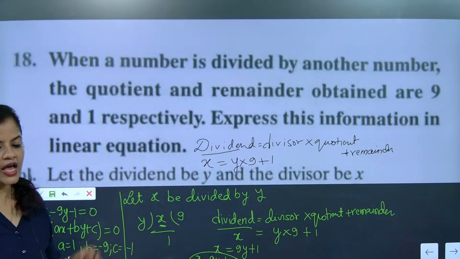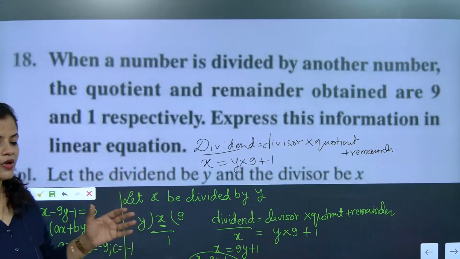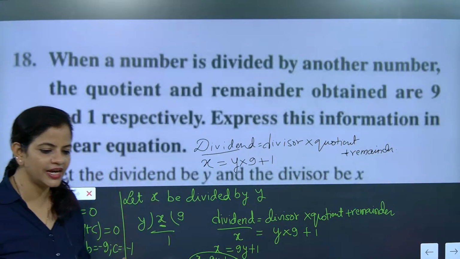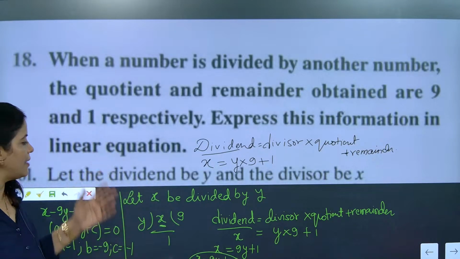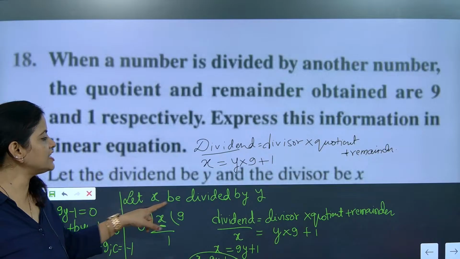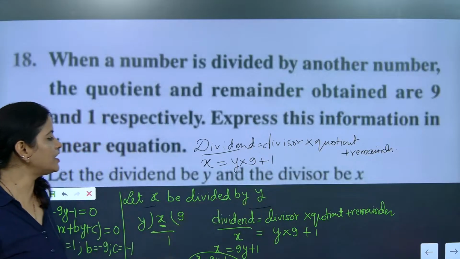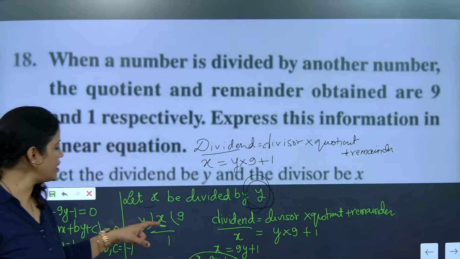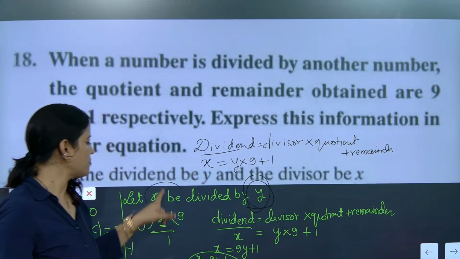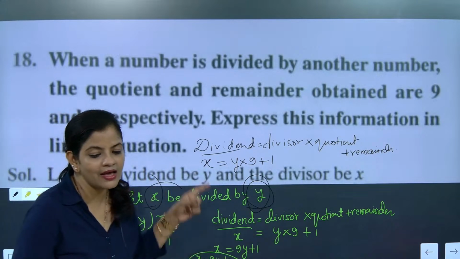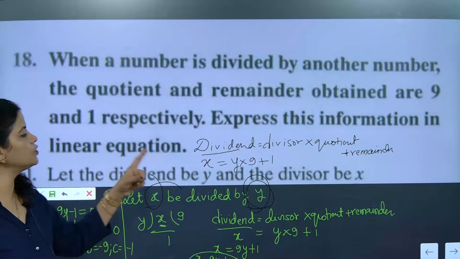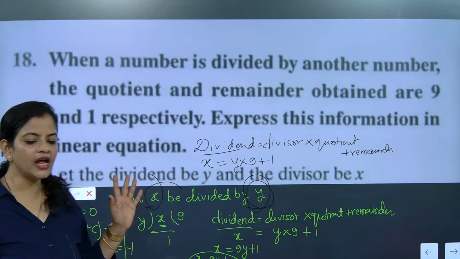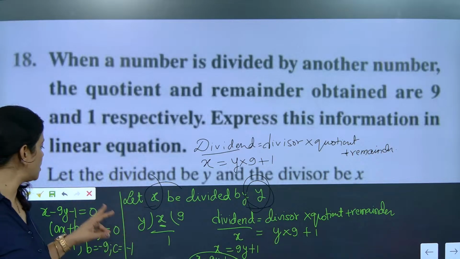Understood, Vaibhav? I hope everybody understood this one, beta. So here dividend is equal to divisor into quotient plus remainder. And beta, who is dividing whom? x is divided by y. So what is our y, beta? y is the divisor. Who is our dividend? x, because x is getting divided by y. So x is equal to 9y plus 1. Got it? I hope everybody understood this one. Clear?